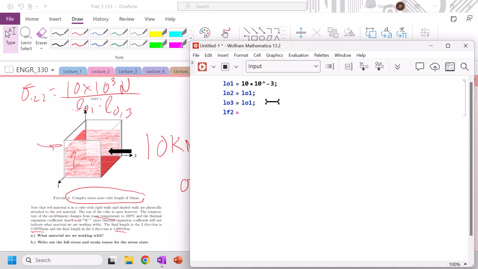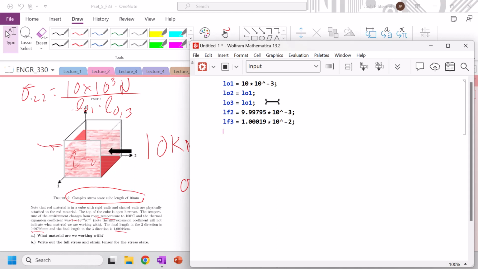LF2 is equal to 9.99795 times 10 to the minus 3. I want everything in meters, SI. LF3 is equal to 1.12319 times 10 to the minus 2.